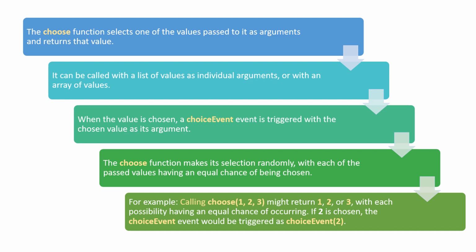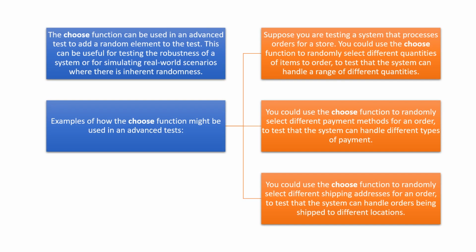For example, calling choose 1, 2, 3 might return 1, 2, or 3, with each possibility having an equal chance of occurring. If 2 is chosen, the choice event would be triggered as choice event 2. The choose function can be used in advanced testing to introduce a random element to the test. This can be useful for testing the robustness of a system or for simulating real-world scenarios that have inherent randomness.